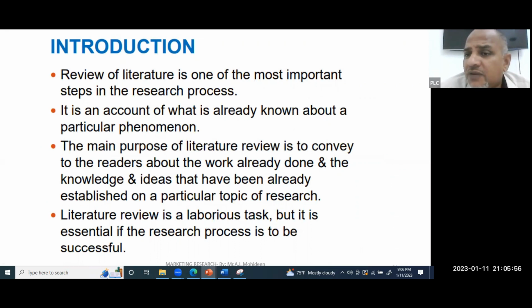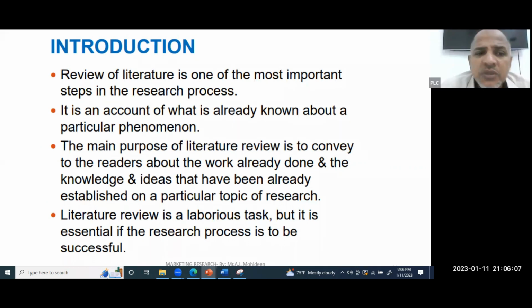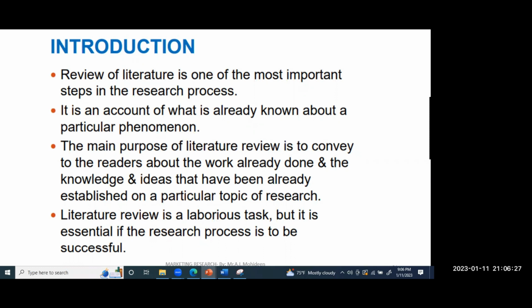Okay, up to now, what you have learned is clear, right? Yes. Review of literature is one of the most important steps in the research process. It is an account of what is already known about a particular phenomenon. The main purpose of literature review is to convey to the readers the work already done and the knowledge and ideas that have been already established on a particular topic of research.